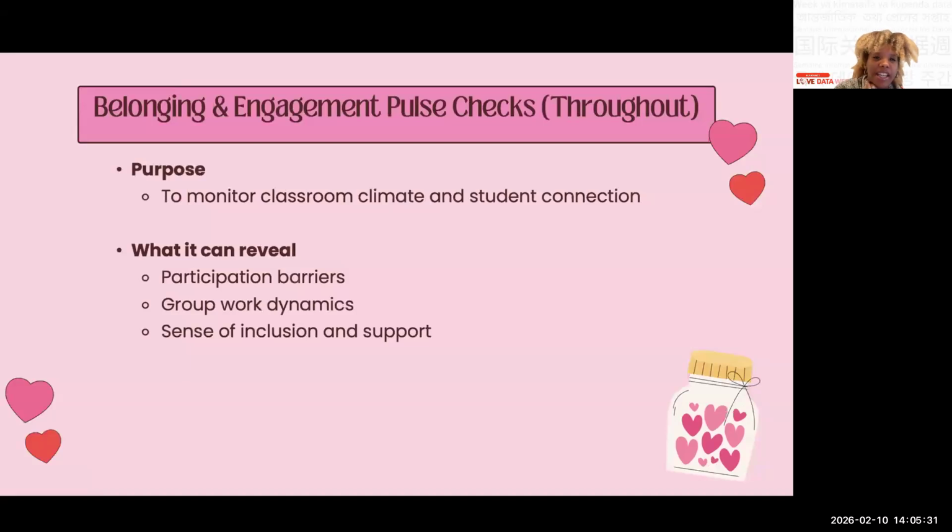Next, we have belonging and engagement pulse check. So this can be done throughout, and it can be just based off of your preference. And so this can be done second week, fifth week, 10 week, 11 week. And this is something that can continuously be done throughout to just see the pulse of where students are at.